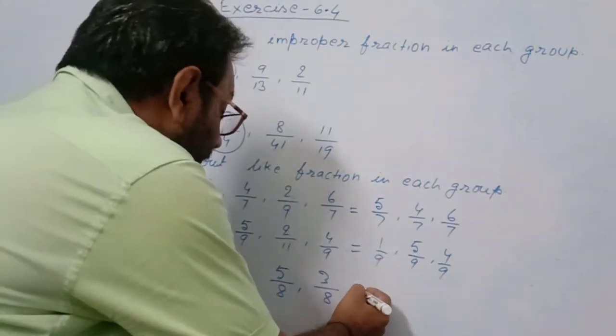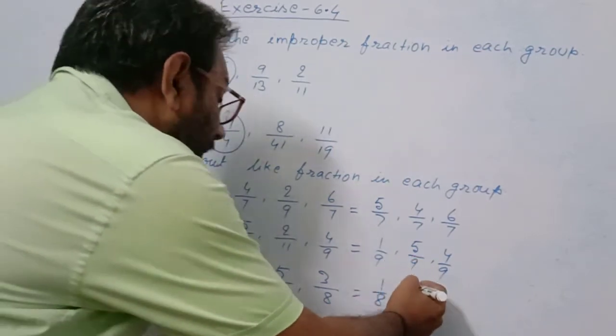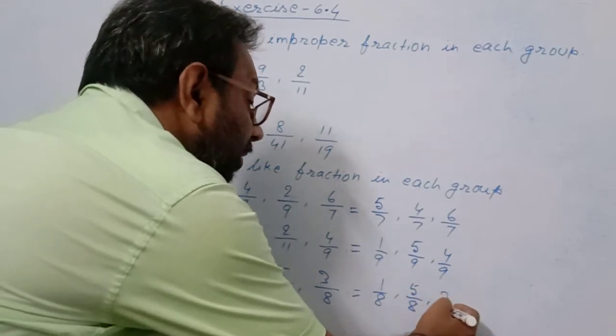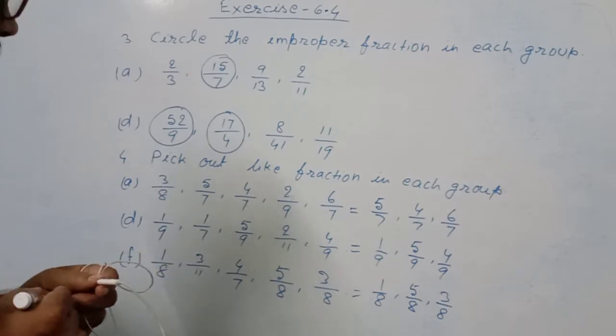In question number F, 1 by 8, then 5 by 8, then 3 by 8. In these three fractions denominators are same, so these three fractions are also like fractions.